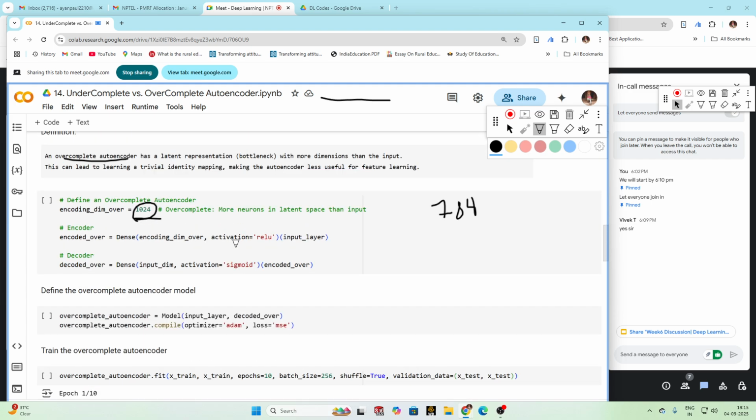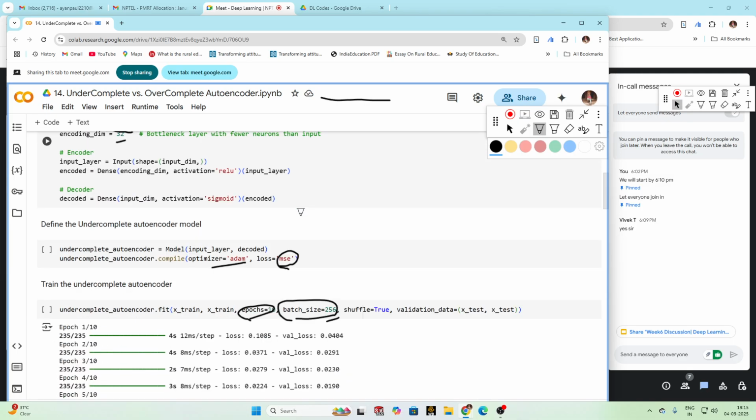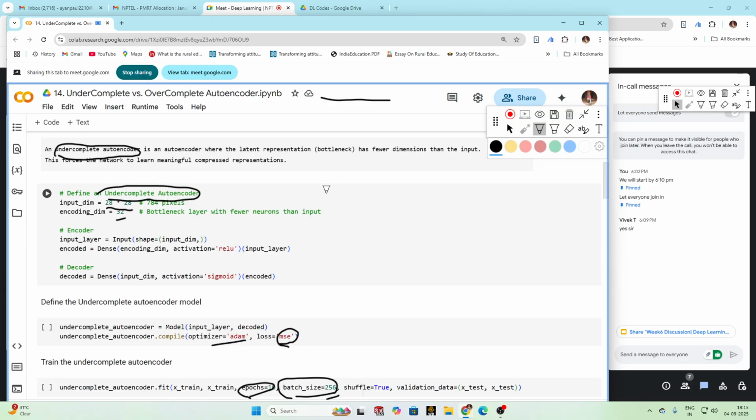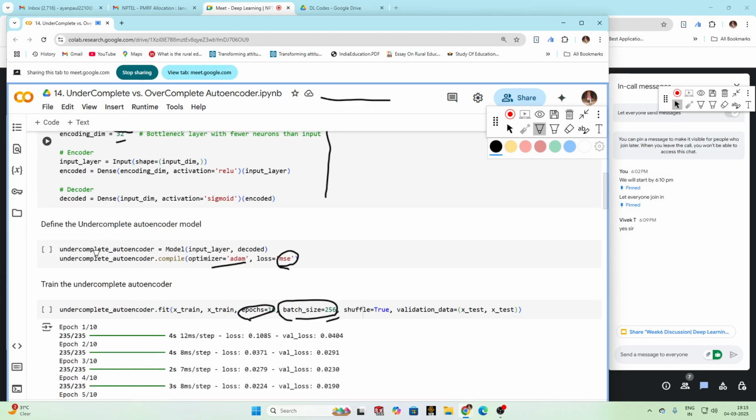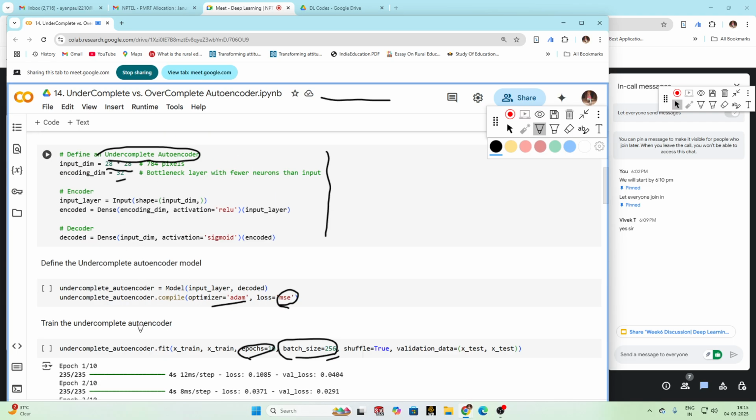So you can code the encoder by these steps. These are the 3-4 steps that are important. One, you have to define the number of dimensions, and then you have to compile the model, and then you have to train the model. So these are the 3 important steps that you should learn to design an autoencoder.